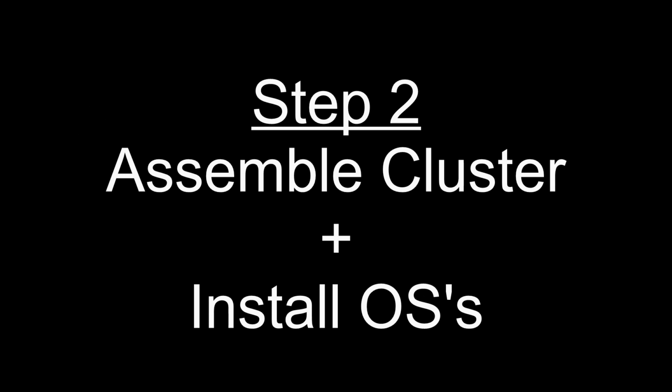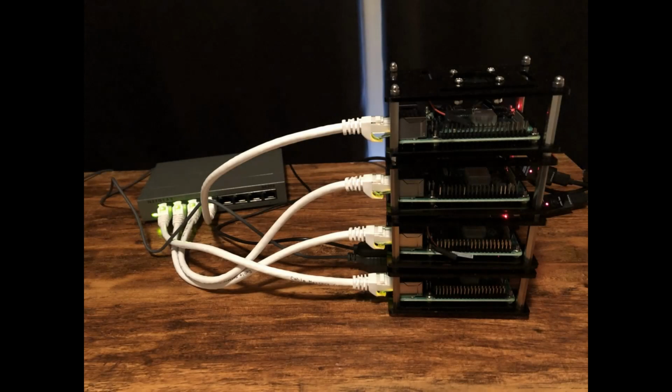The next step will be to physically assemble the cluster. And once we have the cluster all put together, we'll go ahead and install the operating systems for each of the Raspberry Pis. Here's an example of what my assembled cluster looked like. Now with the cluster assembled, we can go ahead and install the operating systems.